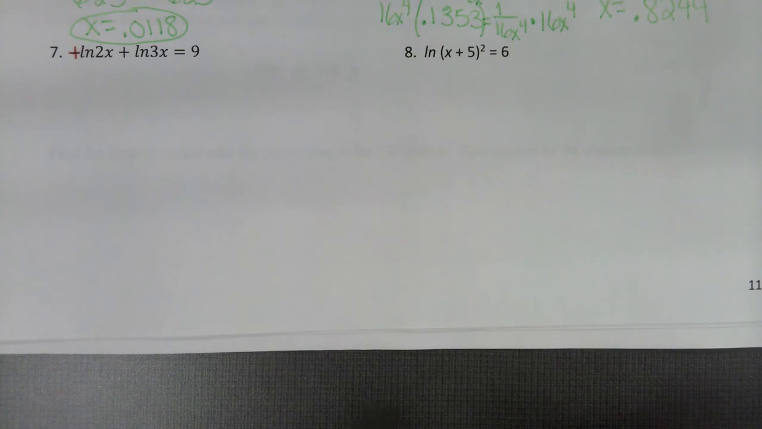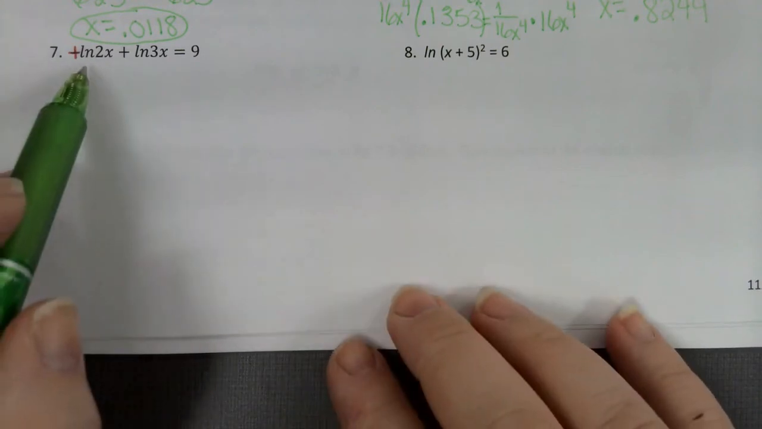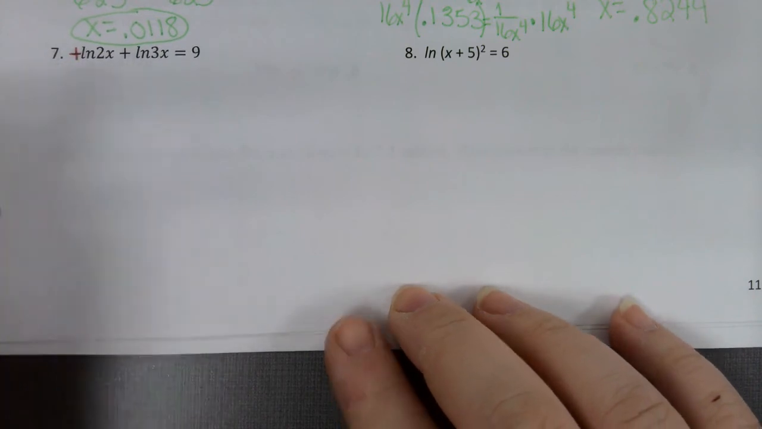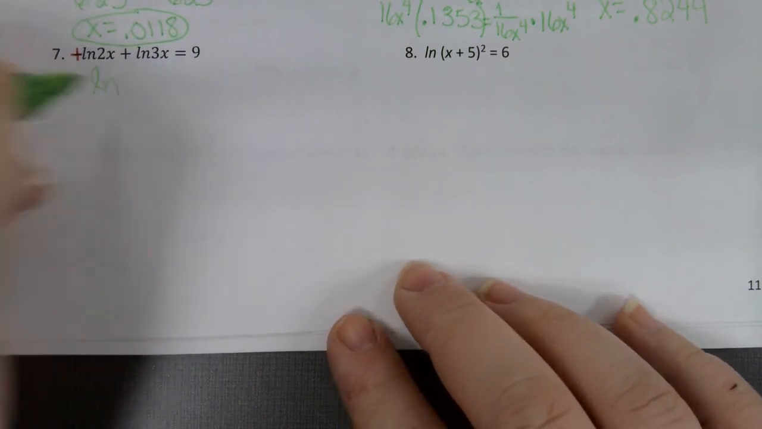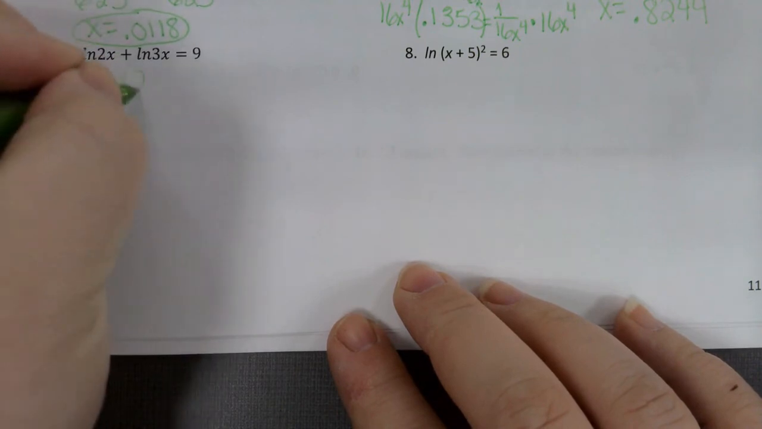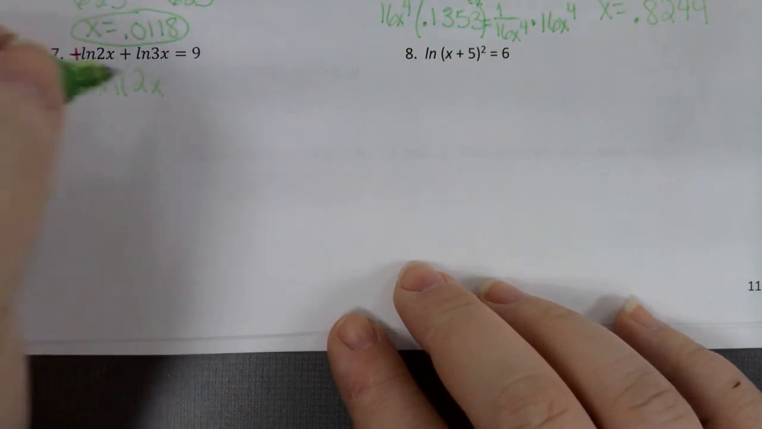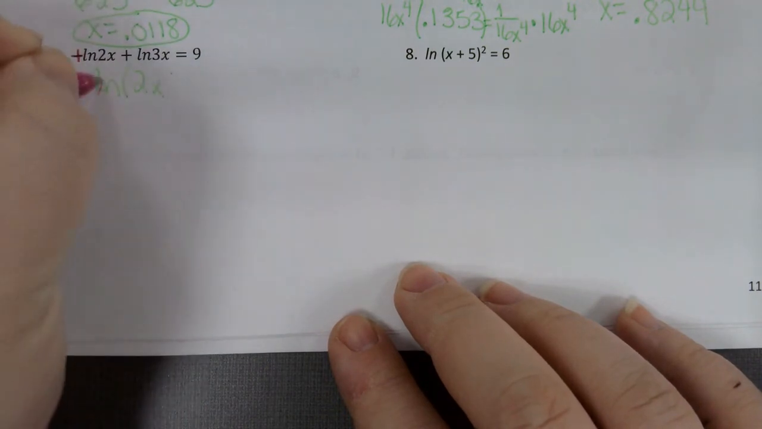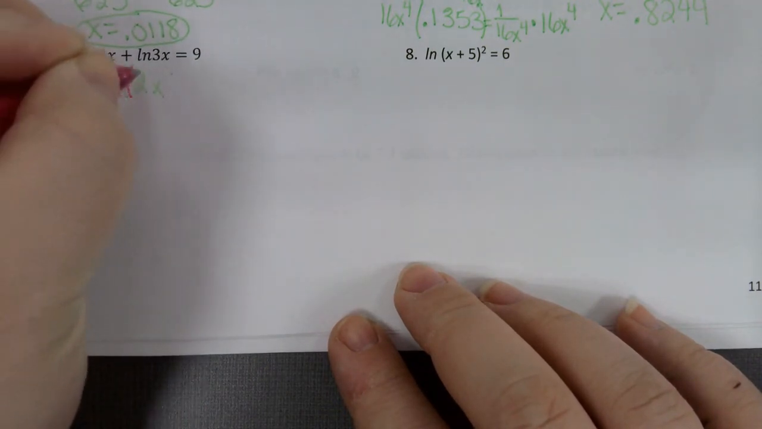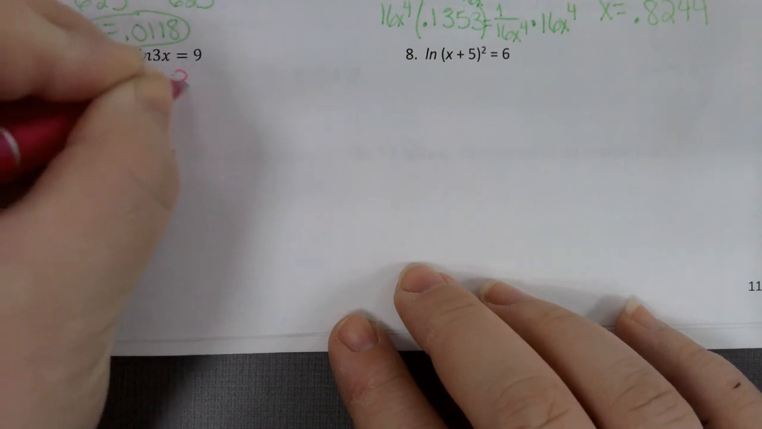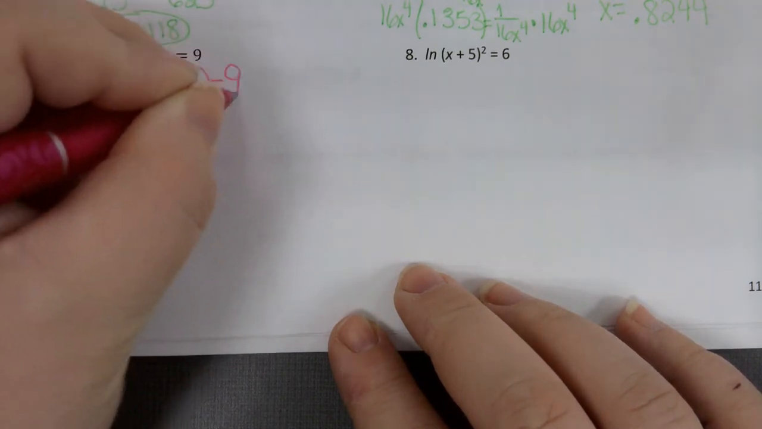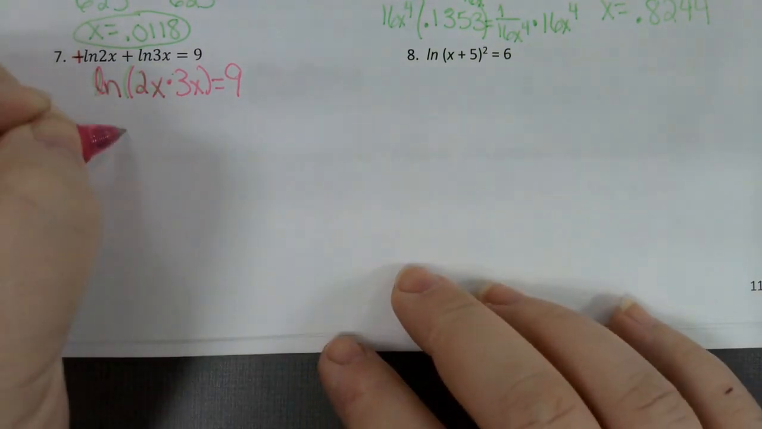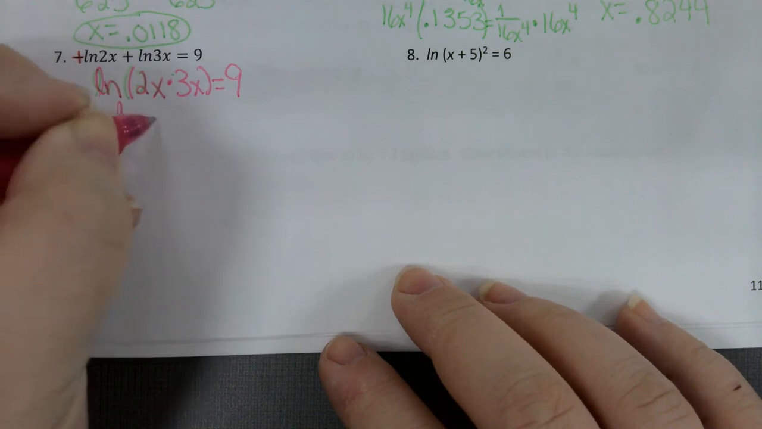For the next one, I don't have any power property that I need to take care of. All I need to do is apply my product property. So natural log of 2x, oops, my pen's running out on me, so I'll switch pens here. Natural log of 2x times 3x equals 9. So 2x times 3x gives me 6x squared.